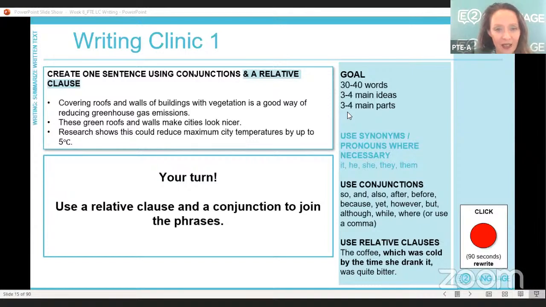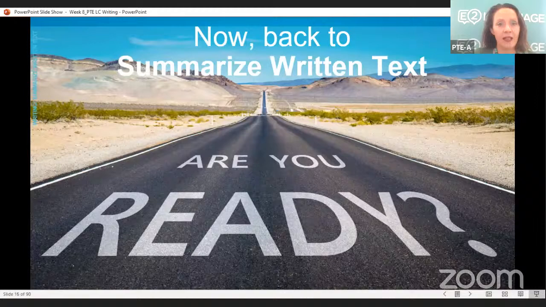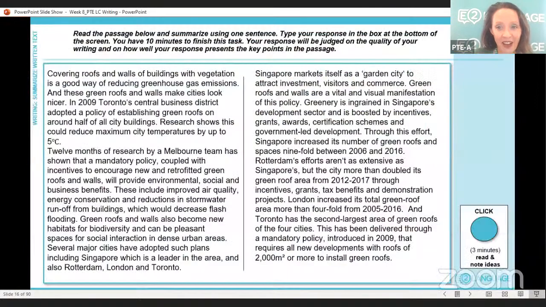Okay, I'm going to go to Sandeep. So Sandeep said, covering buildings with vegetation not only helps to reduce greenhouse gas emissions, but also makes it look nicer, and research shows this could reduce city temperatures by 5 degrees. Excellent. So you don't have to use which, but it is an option. It's just one way of doing it. It's good to try, but it's not 100% necessary. All right, so let's go to writing. We've done our practice, and now we're going to read the whole thing.